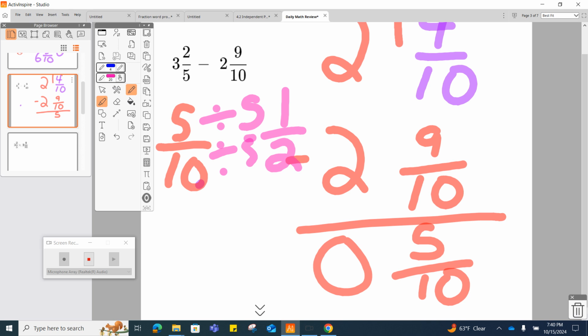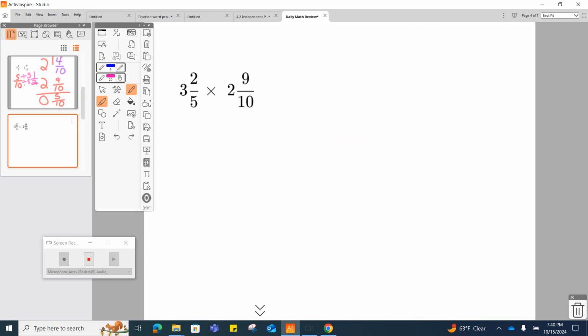Moving on to problem 3, or it might have been problem 4. So when we are multiplying mixed numbers, we have to turn them into improper fractions. We have been working on turning mixed numbers to improper fractions all year. It has been part of our daily math review for weeks, so you should know how to do it.